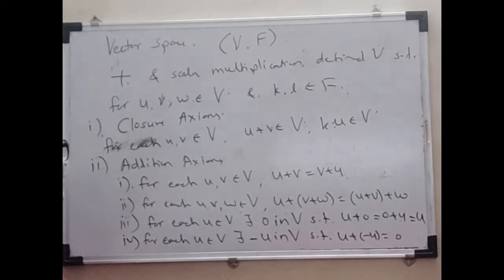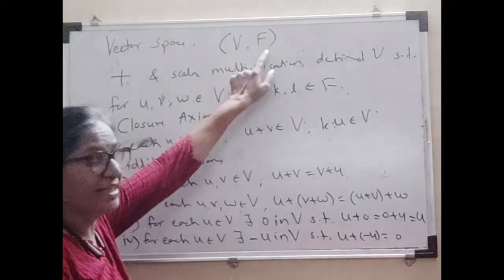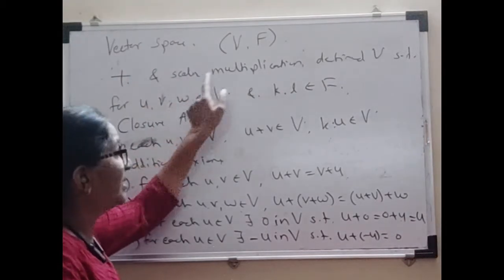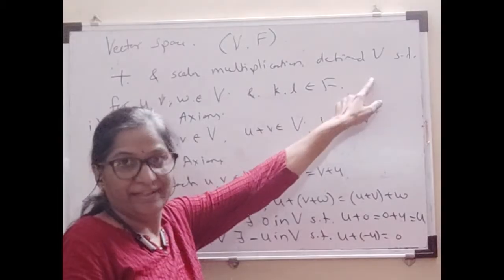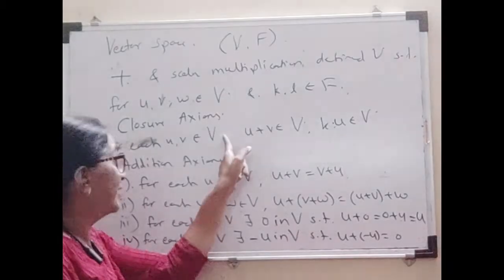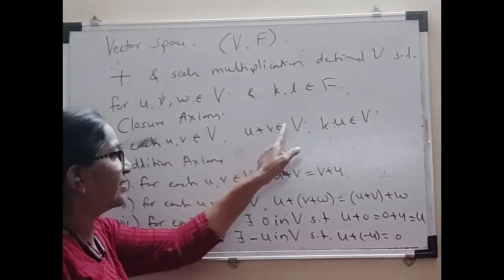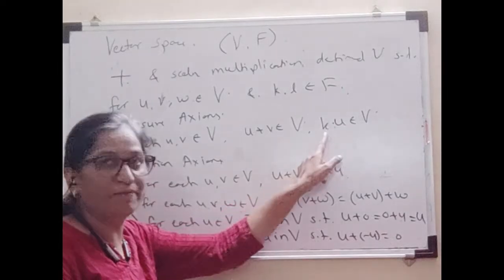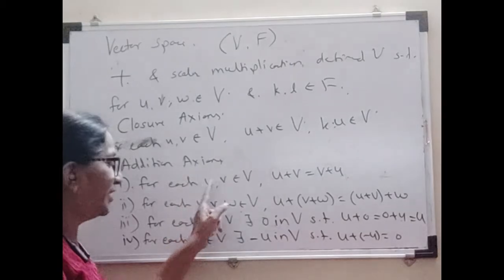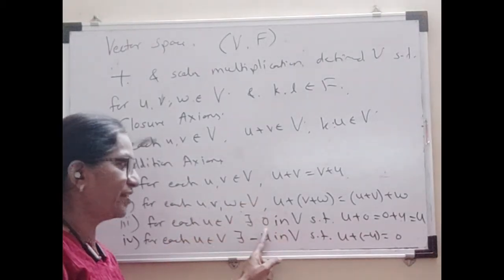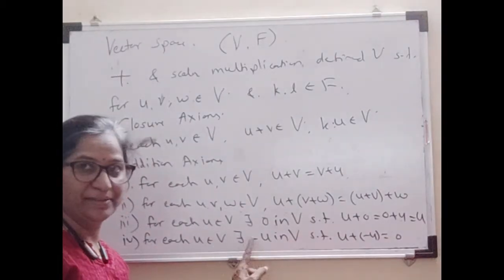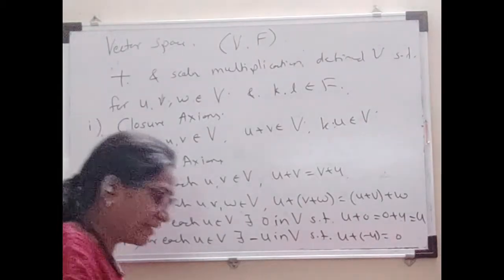So this algebraic structure V over F is a vector space under the given definition of addition and scalar multiplication defined on the set of vectors V, such that it satisfies the closure axioms. That is, the sum of any two vectors must belong to V and the scalar multiple of any vector must belong to V. Secondly, the addition axioms: commutativity, associativity, existence of the zero vector, that is the additive identity, and existence of the negative of a vector, the additive inverse.